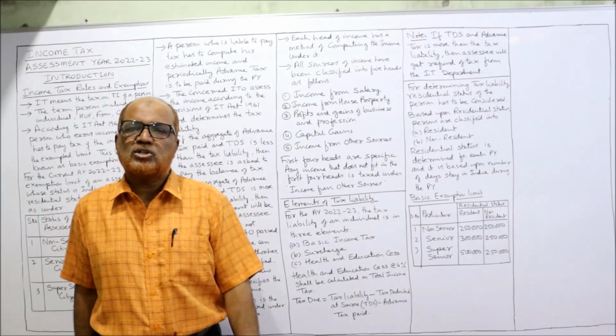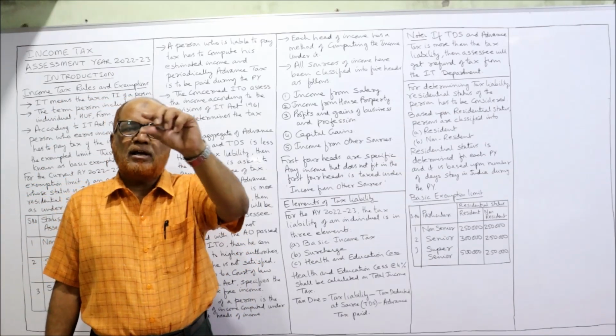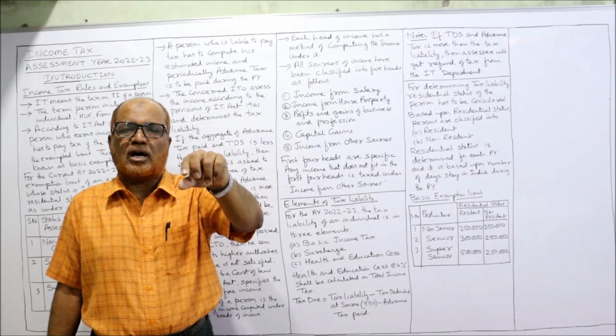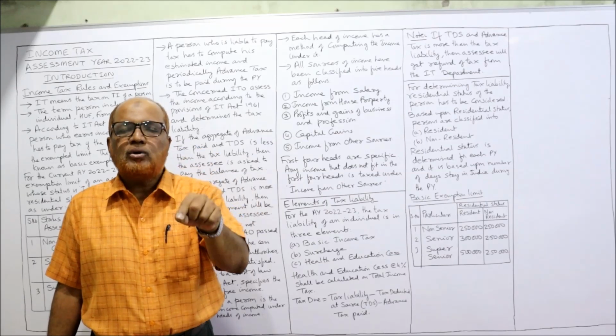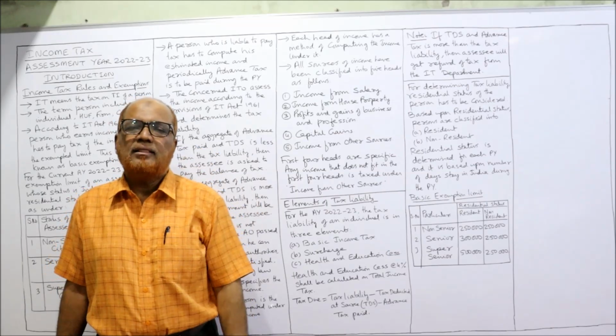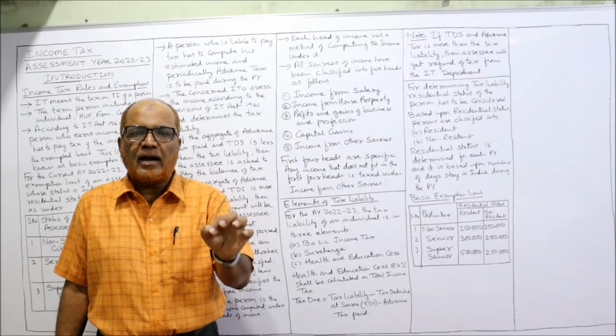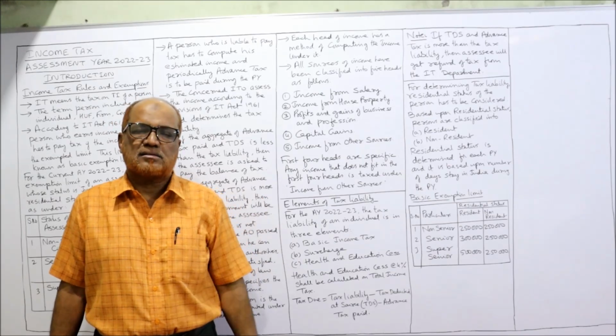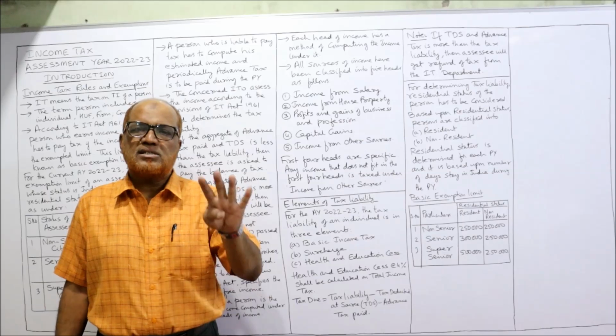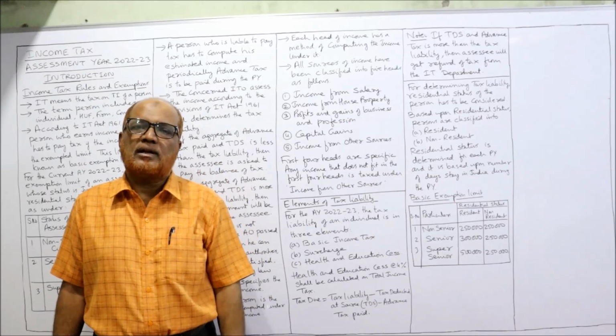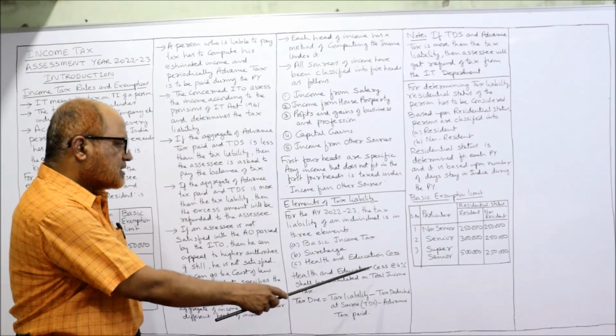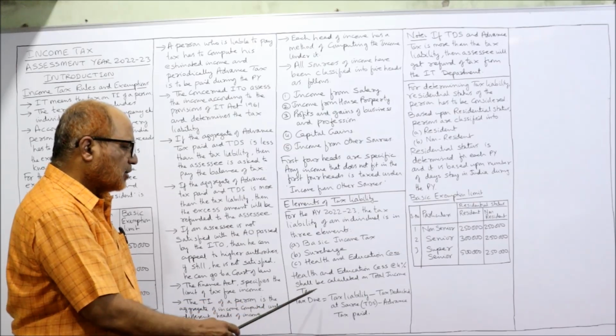Next is health and education cess. So after calculating basic income tax and adding surcharge, we'll get the total. On that total, you have to add health and education cess. This is a mandatory tax. The health and education cess is 4% of the total tax. Health and education cess at the rate of 4% shall be calculated on the total.